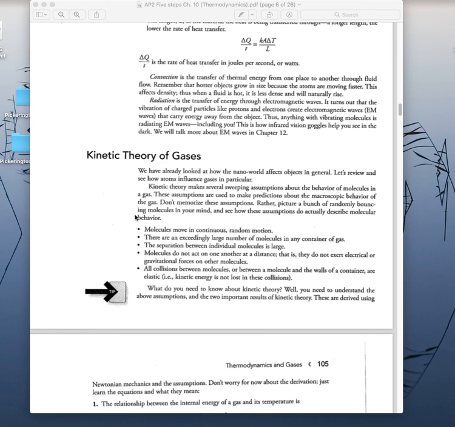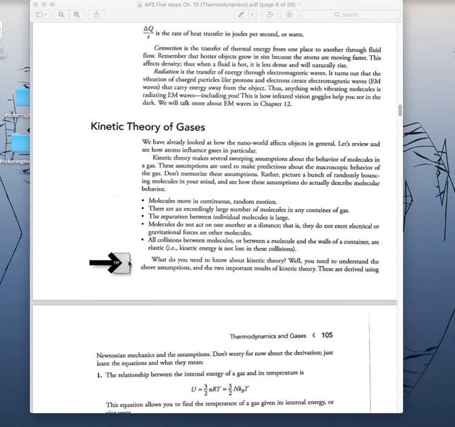So this is actually kind of important for understanding what happens. I could see the AP coming up with something where you're asked about the kinetic theory of gases, not so much in terms of a proof or things like that, but understanding that really you're talking about a population of molecules. The molecules are pretty far apart, so they don't exert electrical or gravitational forces between them. So compared to the size of molecules, the distance between them is pretty far.